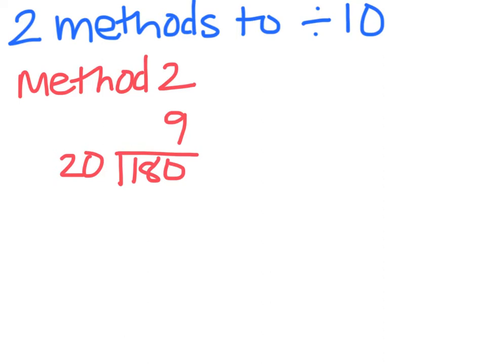If we can get the same answer using method 1 and method 2, why do we need method 2? Sometimes our divisors don't fit into our dividends evenly, and that's when we need to use method 2 to show our remainders. Let me show you an example.